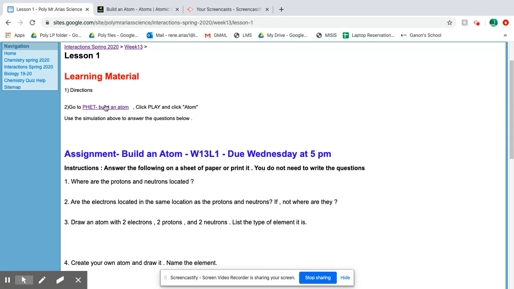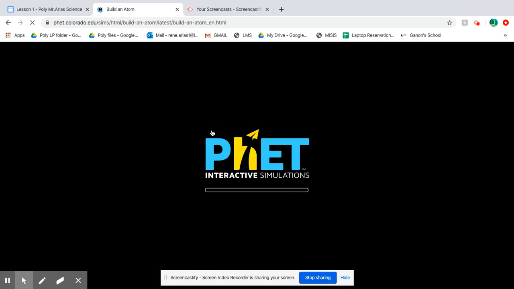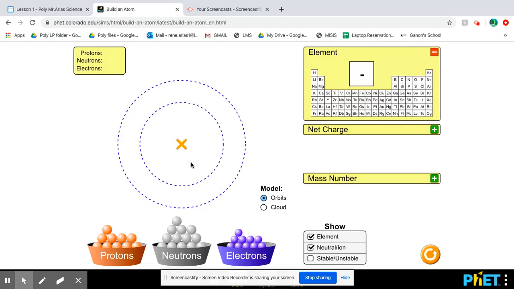All right, so first thing you want to go ahead and click on this Building an Atom. Once you click on it, it's going to bring you to this page, okay? You go ahead and click play. It's going to pop up the simulation. And then you have these three options. What I want you to do is click atom. Okay, so you can do the game later. That might actually help you for the future. But for now, just click atom.